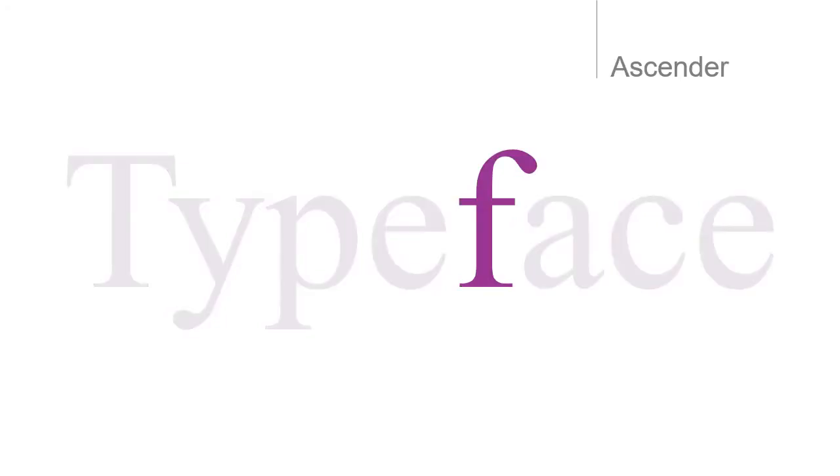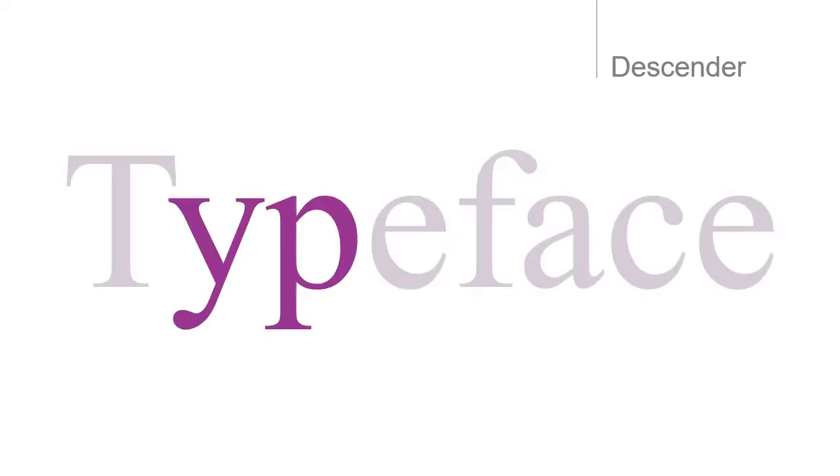Lowercase letters that go above that x-height are called ascenders, like this F. And lowercase letters that go below the bottom line where all of the lowercase letters align to are called descenders. So you've got ascenders like the F and descenders like the Y and the P.